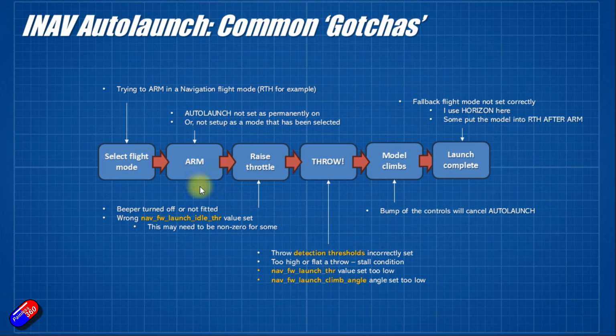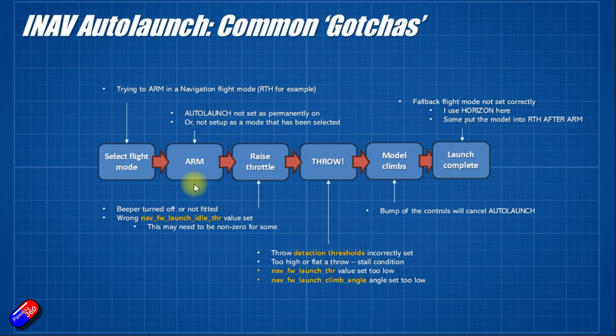The next thing then is in the arming. When you arm, if you have auto launch set up as permanently enabled, it will go into auto launch. If you haven't got it permanently enabled, then you have to manually select auto launch as a mode on a switch on the radio. And of course, you need to make sure that you are hearing the beeps.